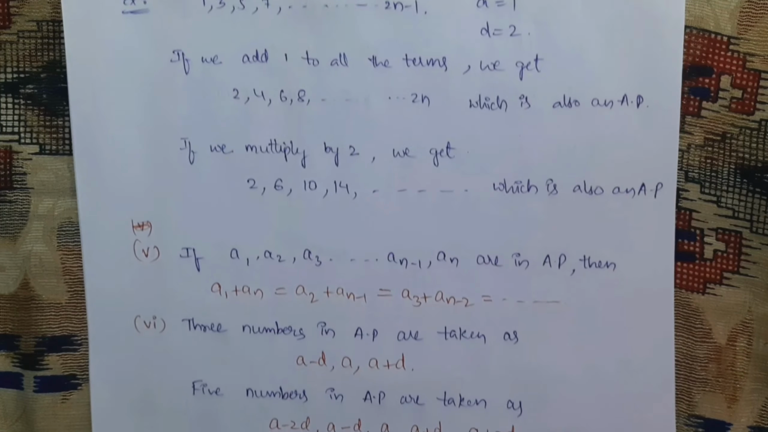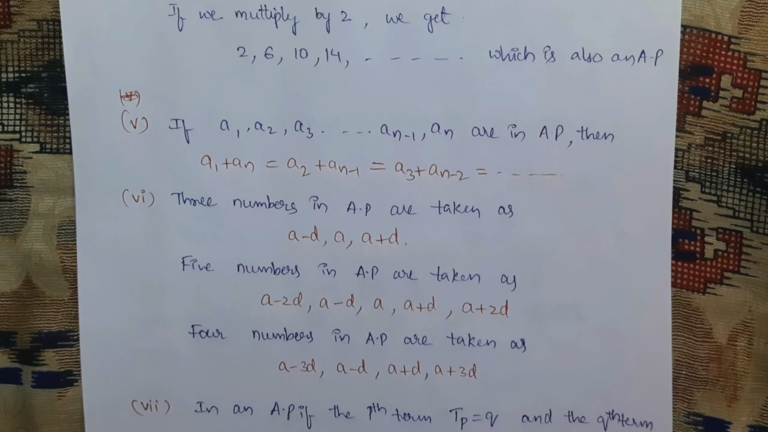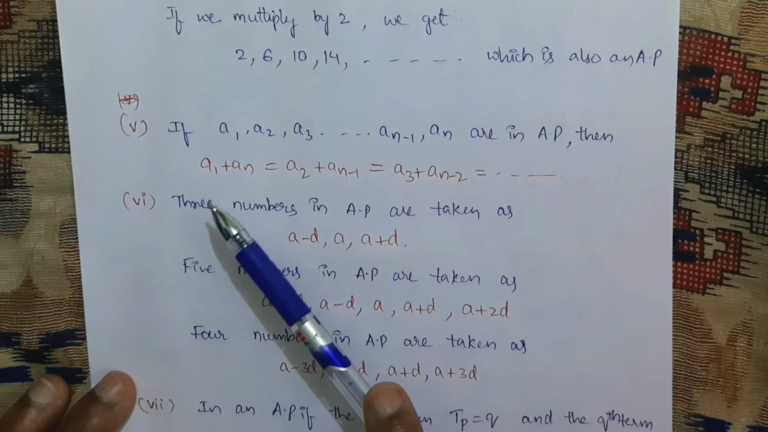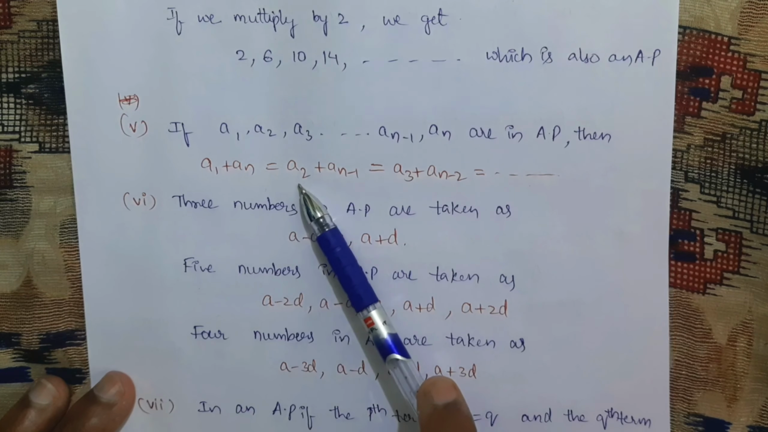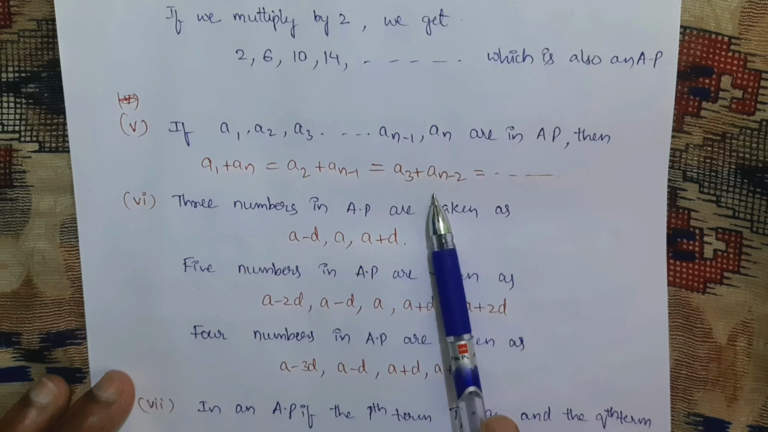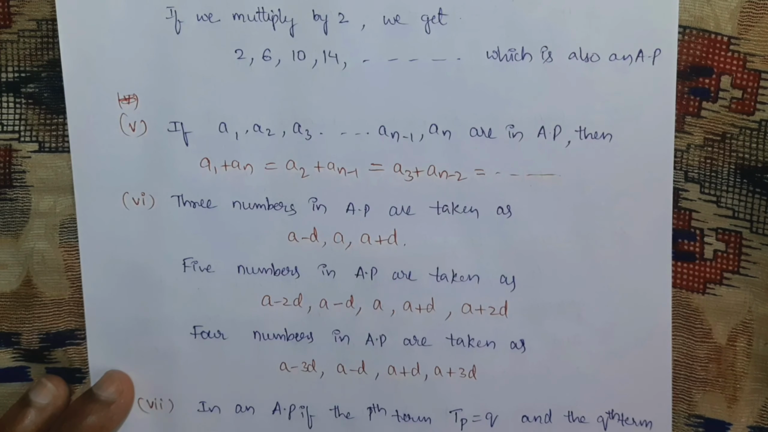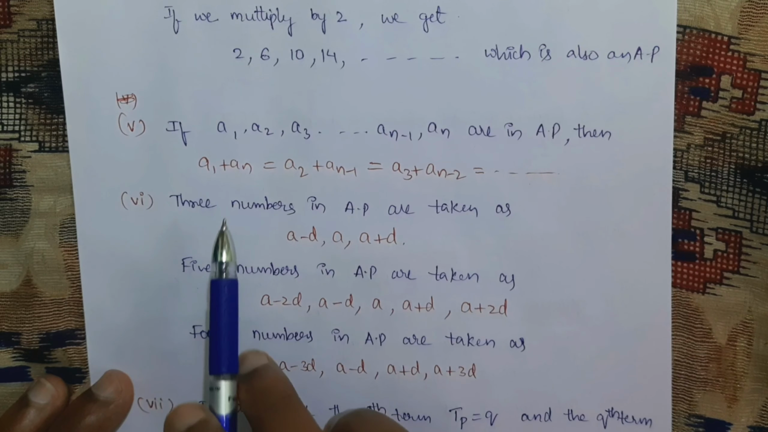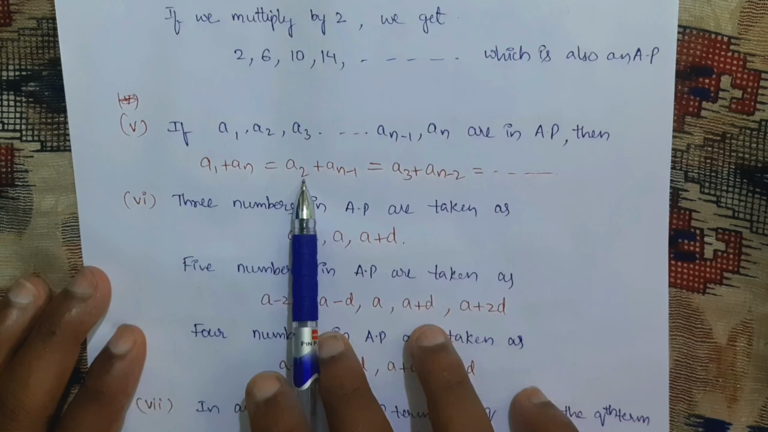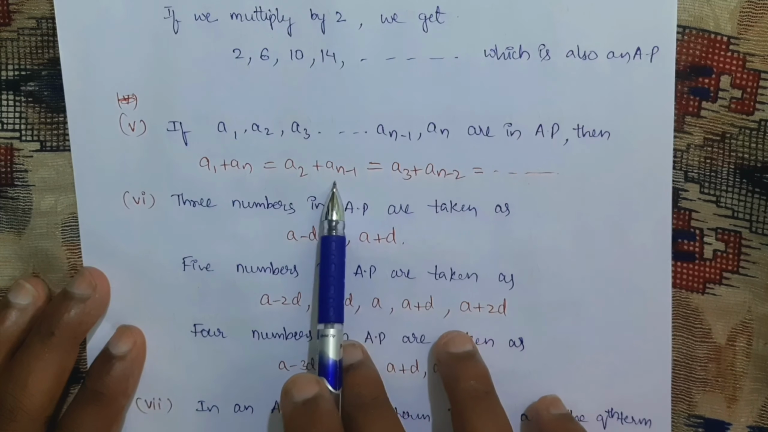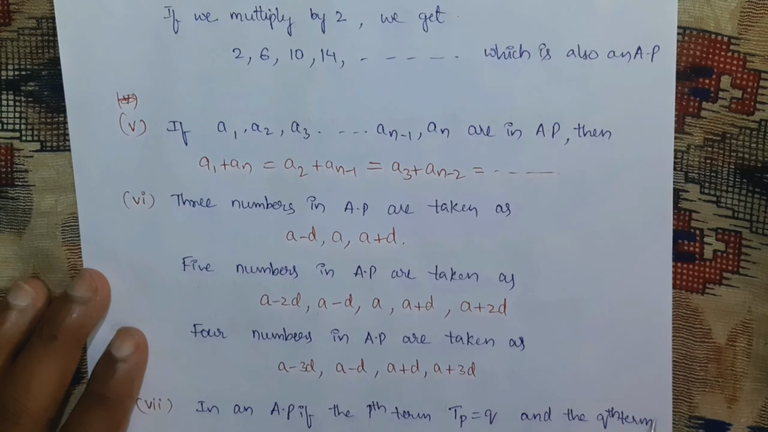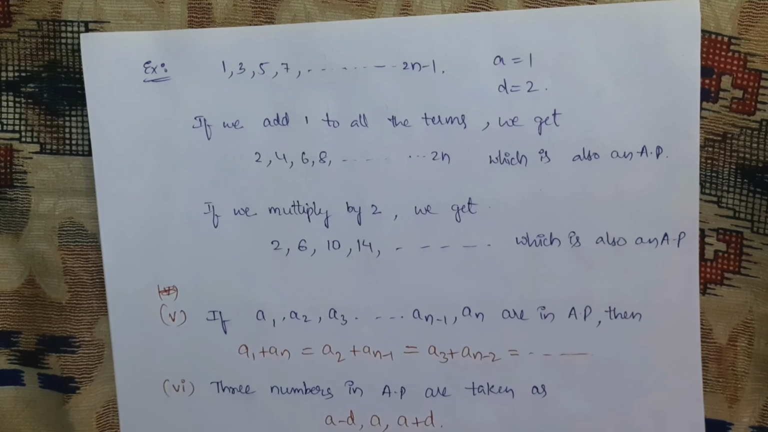Next, if A1, A2, A3, and so on, An minus 1 and An are in AP, then A1 plus An is equal to A2 plus An minus 1, is equal to A3 plus An minus 2, and so on; all these values will be equal. See here, the first and last term, the second term and the second term from the last, the third term and the third term from the last, all those values will be equal. You can observe here.